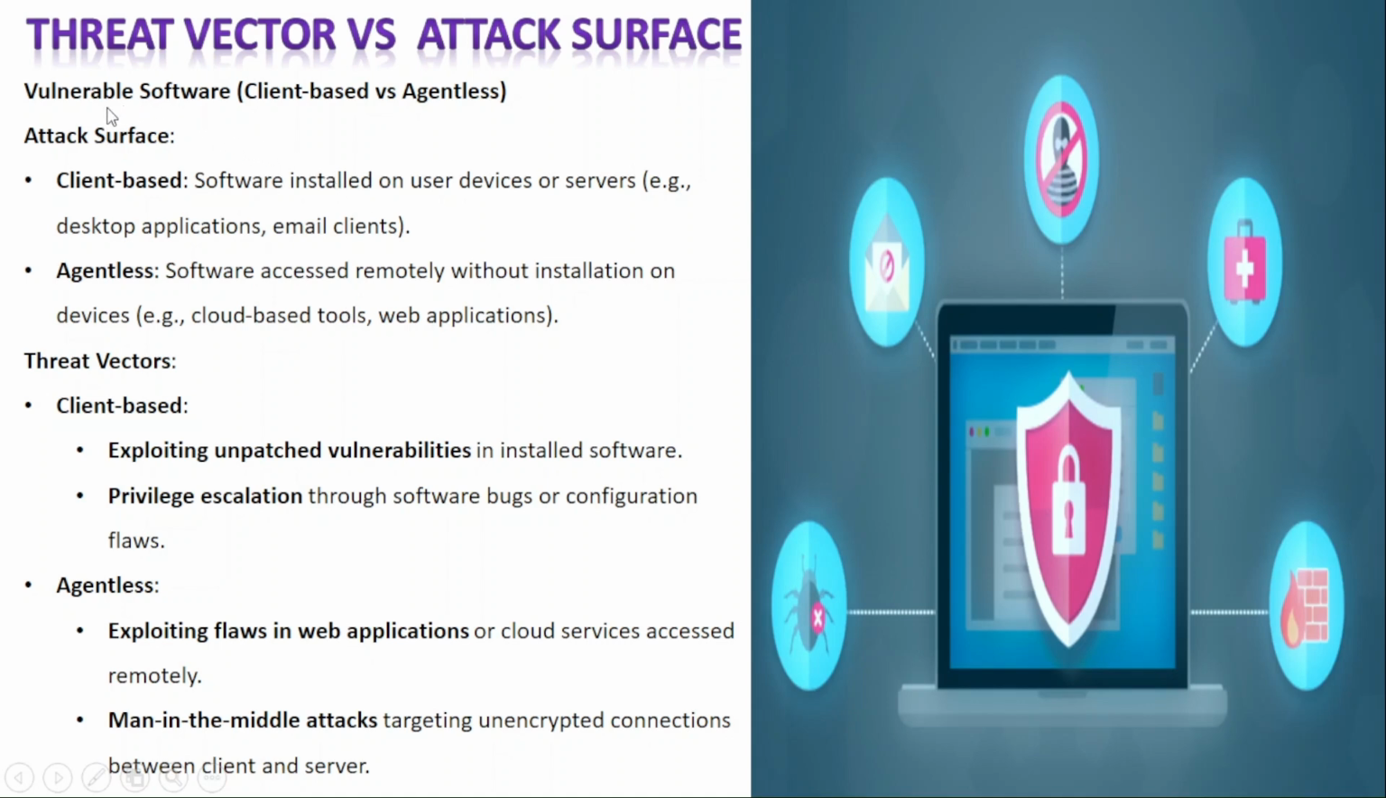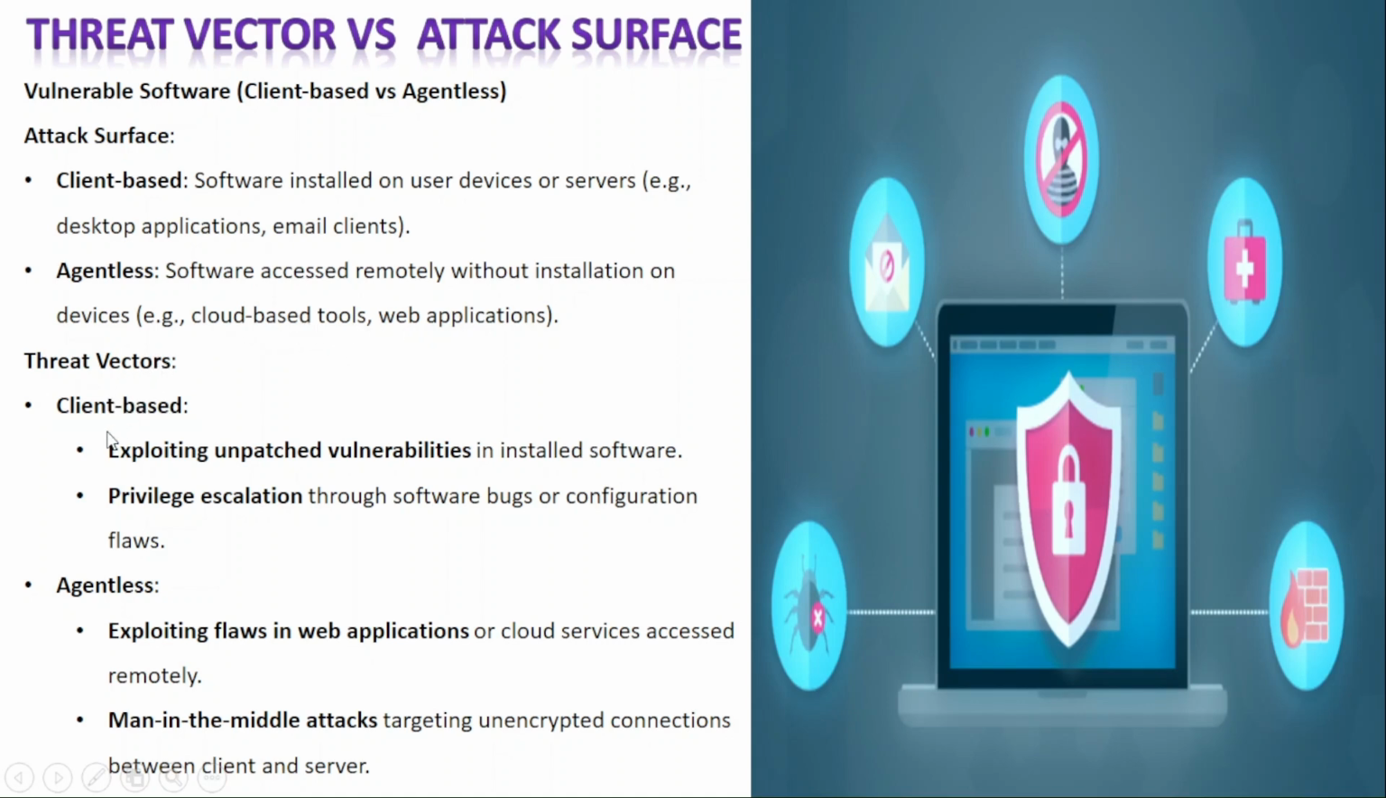So another system is the vulnerable software, and these are either client-based or agentless. So what is the attack surface? Client-based software has attack surface, which is software installed on user devices or servers, for example, desktop applications and email clients. In case of agentless, software is accessed remotely without installation on devices, for example, a cloud-based tool or web application. These are agentless and are also attack surface.